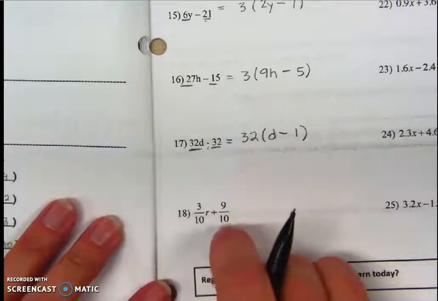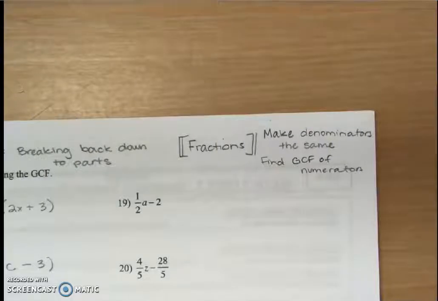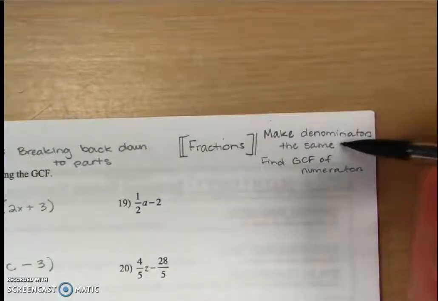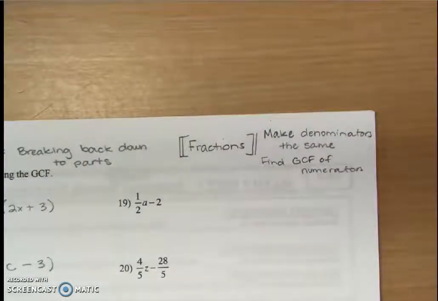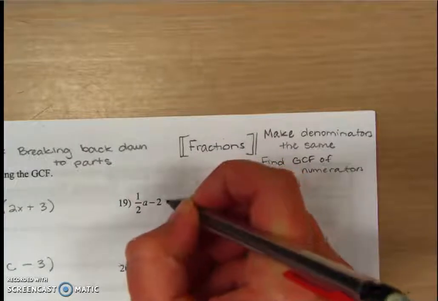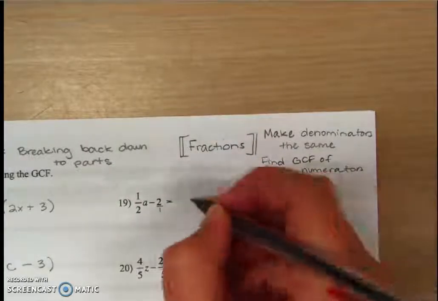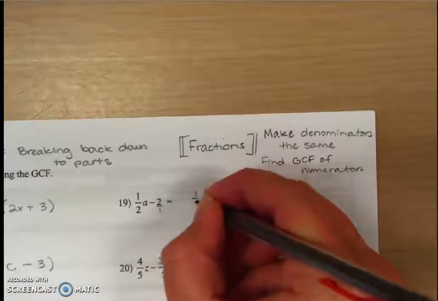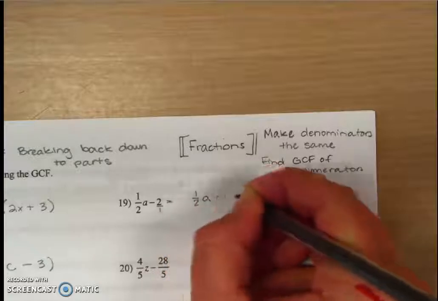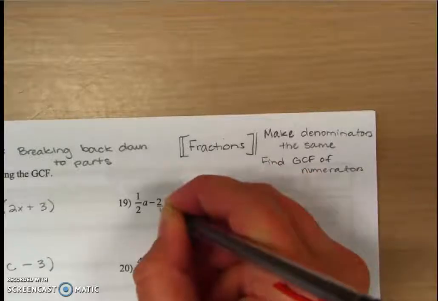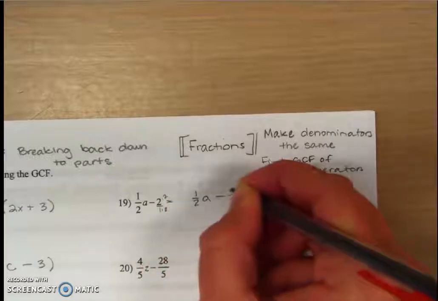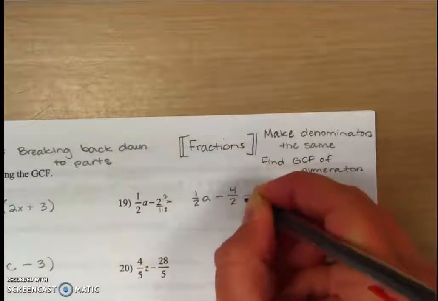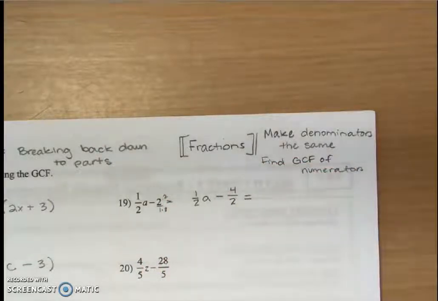Ew, this one has fractions. How do we handle fractions? Well, let's write a little note about that before we do this one. Make denominators the same, find the GCF of the numerators. So that means if I want this one to be over 2, then I would have 1/2 A minus, and if I want that to be a 2, I'd have to multiply by 2 and by 2, and so that would be 4/2. All right, I made the denominators the same.